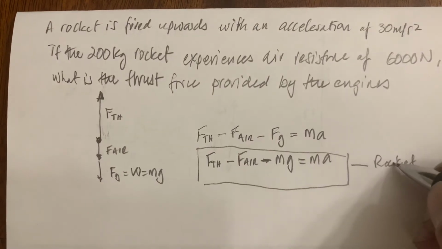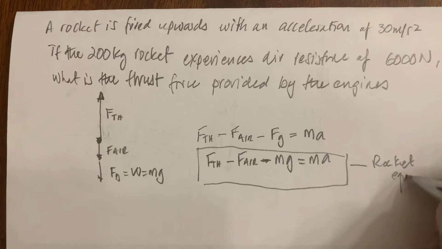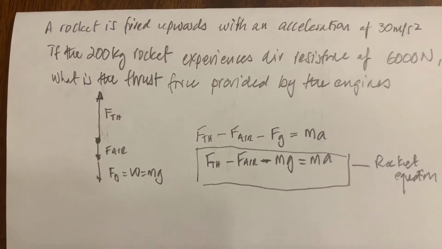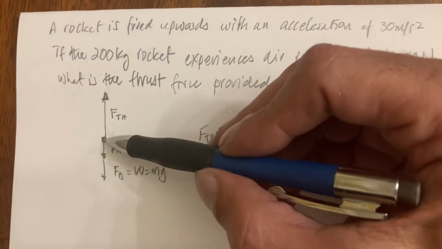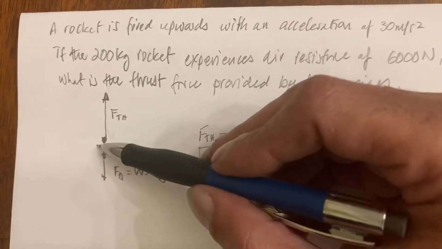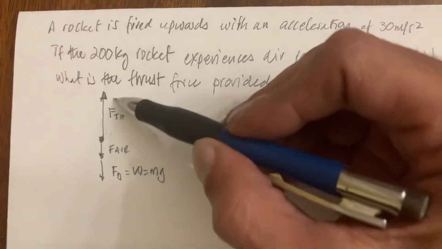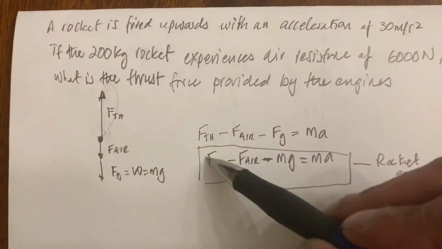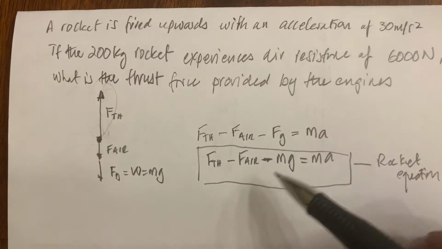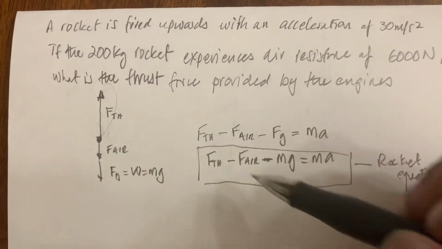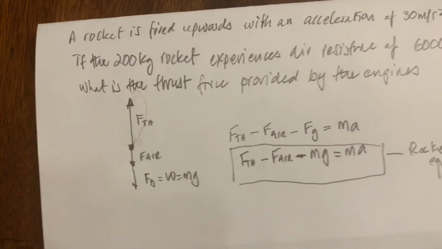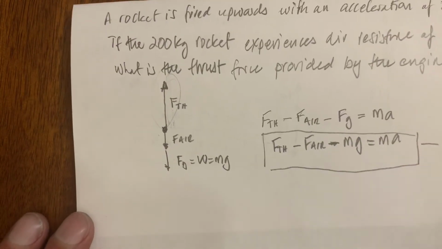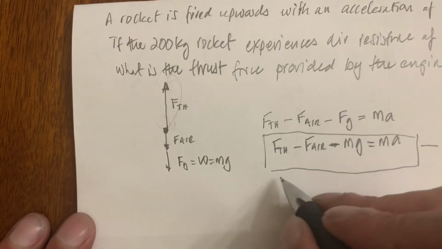So anytime you have a rocket going up with just air resistance, this is your go-to equation. It's not really something I want you to memorize. You should be able to just make this free body diagram and pop this right out from there, where all the pluses are pluses and all the downs are minuses. If it was right and left, the left would be negative, the right would be positive, and that's all there is to it.